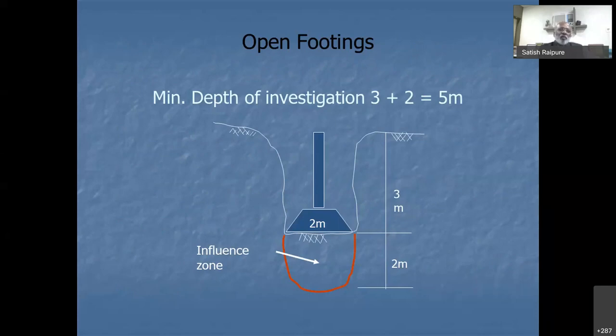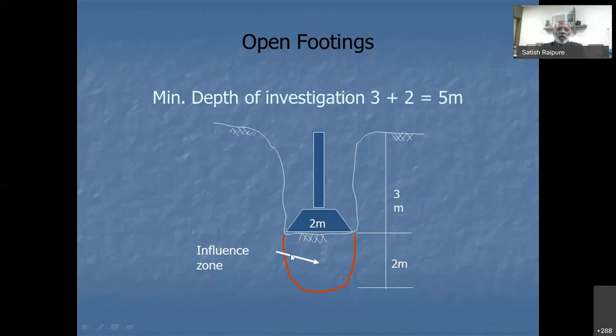When we want to provide open footings, we should investigate the soil up to 5 meters. If you are going to provide the foundation at 3 meters, this influence zone generally varies up to 2 meters, and we should also check what type of soil is available here. Sometimes a very hard stratum is available here, and if you dig 1, 2, or 3 meters more, you will find a very soft layer.